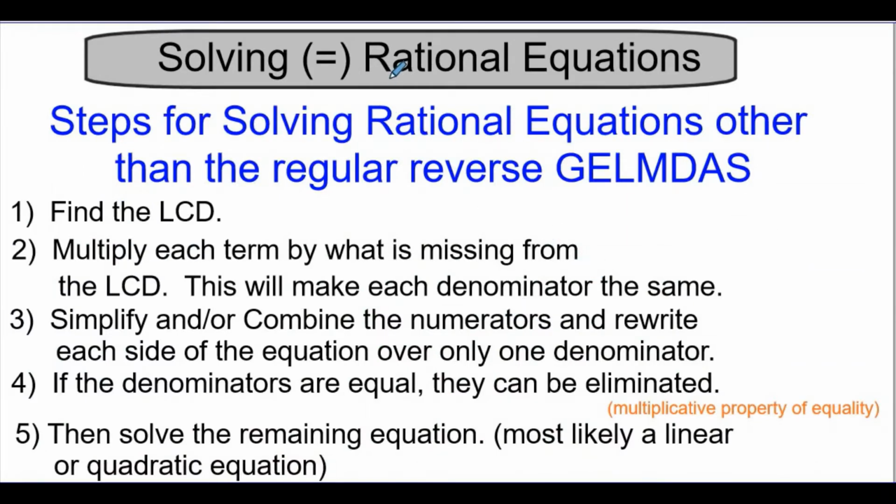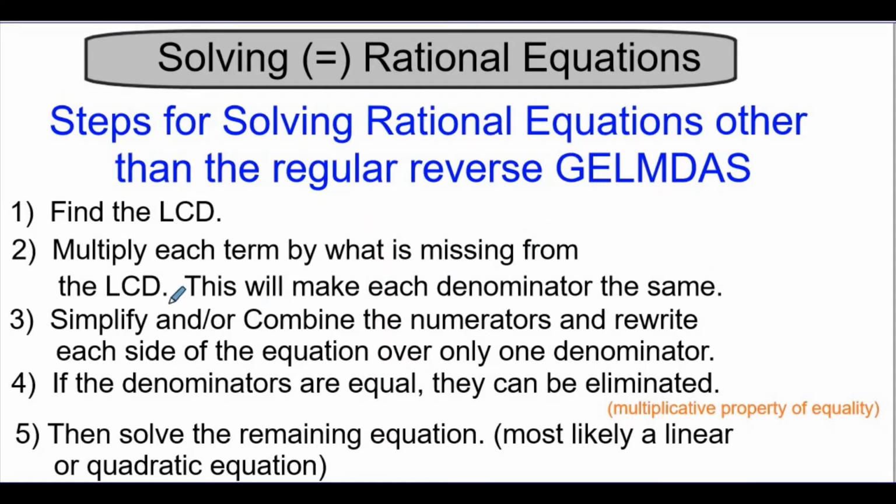So when we look at solving rational equations, we're going to be taking a look at steps in addition to reverse order of operations, or reverse GEMDAS. The first of those is that when solving, you find the LCD, the least common denominator. You find it the exact same way that we've already talked about when we add and subtract. Once you find the LCD, you multiply each term by what is missing from the LCD, and this will make each denominator the same. You do that on the top and the bottom.